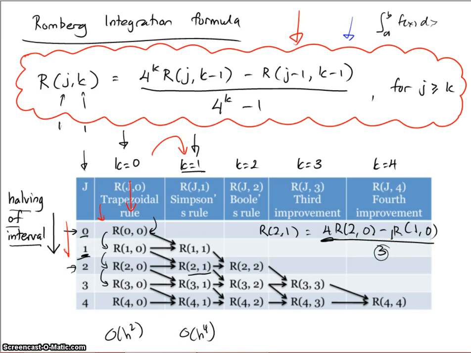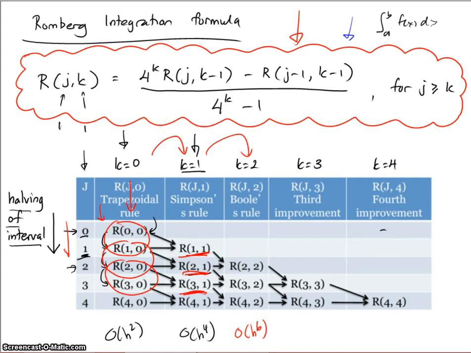So what you can see from here is, in order to calculate R11, you need these two. In order to calculate R21, you need this. To calculate R31, you need this, and so on. When you move to K equals 2, this would have order of accuracy of H6. So the way to calculate R22 would be similar. In order to calculate R22, you need these two values.